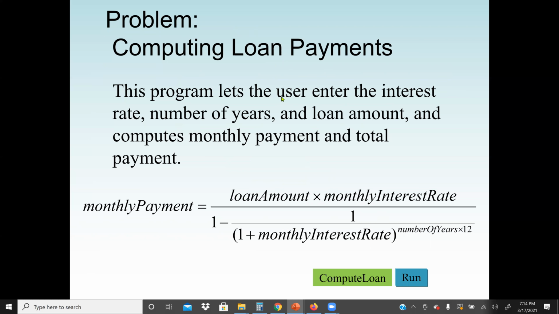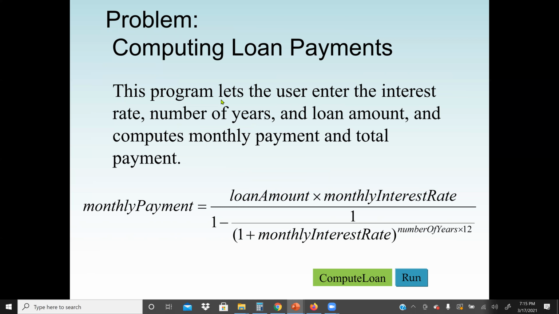Again, the program lets the user enter the interest rate, the number of years, and the loan amount, and compute the monthly payment and total payment. And that will be our output. So we came up with the idea that this is the formula we are going to use, which is monthly payment equals the loan amount times the monthly interest rate divided by 1 minus 1 over 1 plus the monthly interest rate raised to the power of the number of years times 12. That is the number of years we have to pay the loan times 12, which will make it monthly.